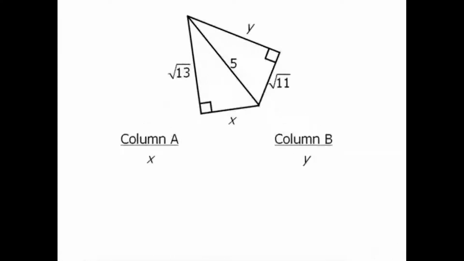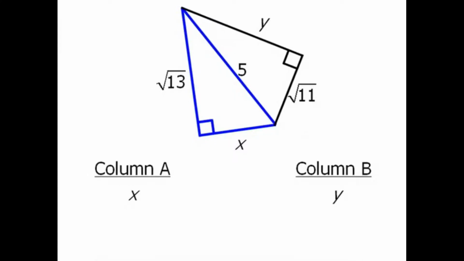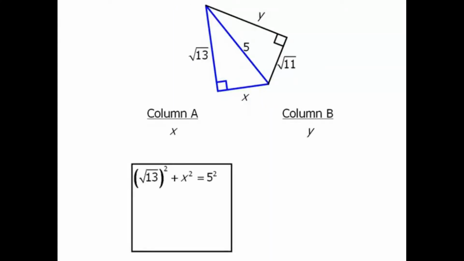All right, to begin, let's focus on this triangle right here. Since this triangle is a right triangle, we can apply the Pythagorean theorem to get the following formula. When we solve for x here, we see that x equals root 12. So we'll place this in column A.